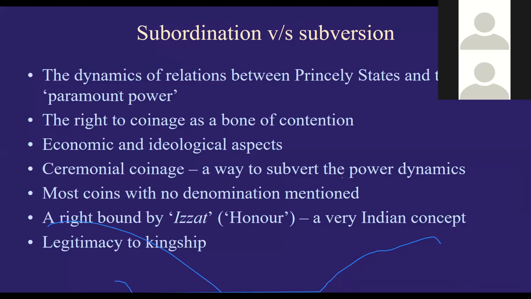A very interesting dynamic that evolved at this time was between subordination and subversion. This was the dynamics of relationship that existed between princely states and the paramount power or the imperial power. And at the very heart of this dynamic, the right to coinage was a bone of contention. What the princes and the Maharajas were trying to tell the British is that since we are Maharajas or Nawabs or whoever, we must have the right to strike coins in our name.